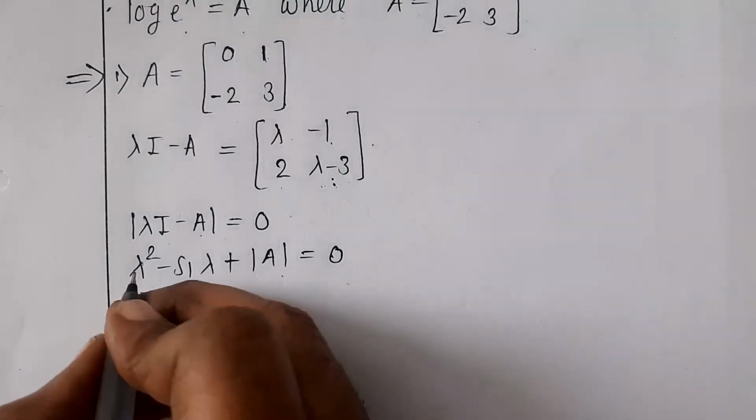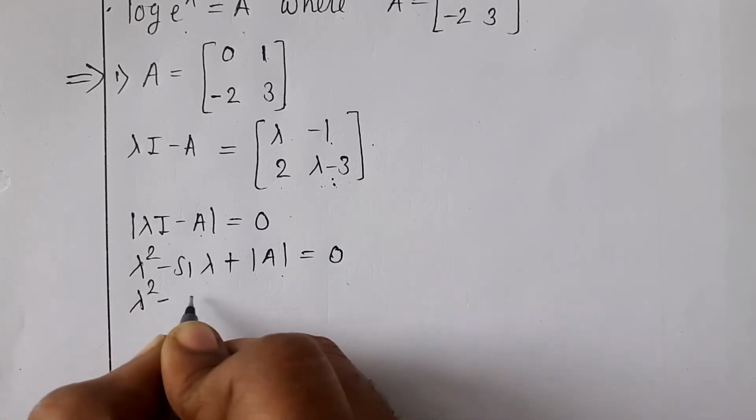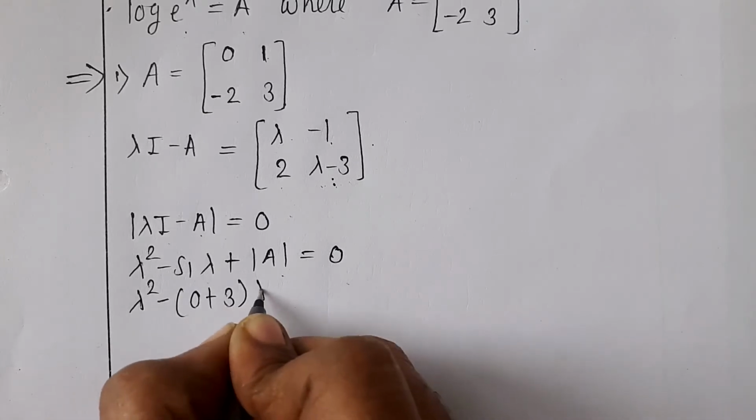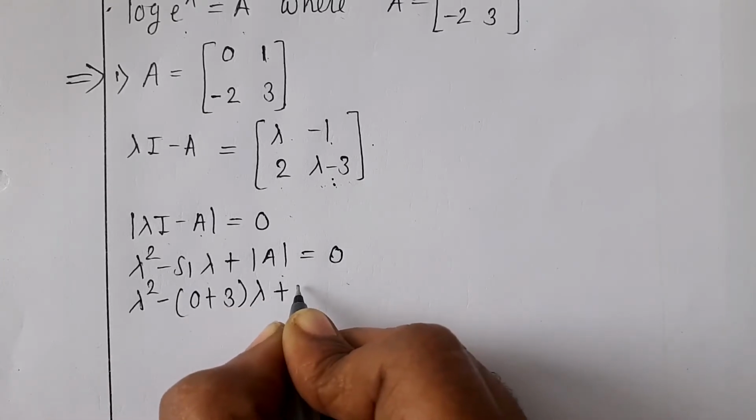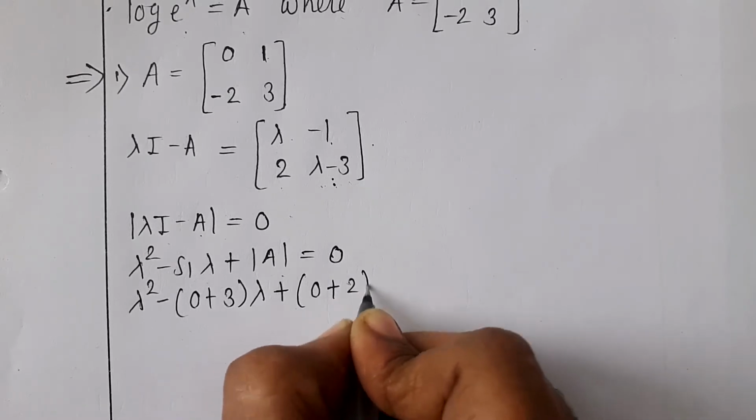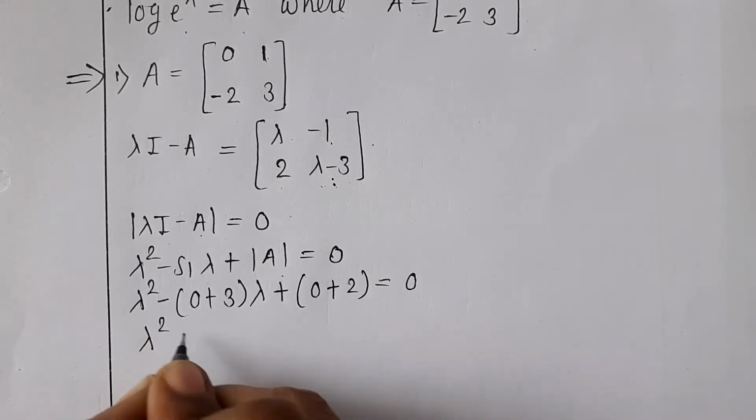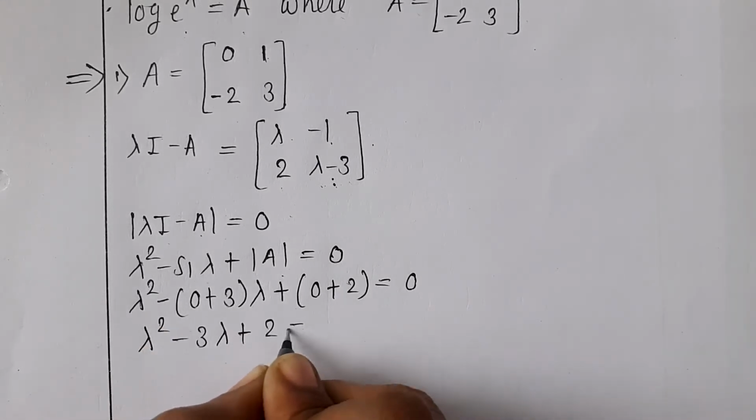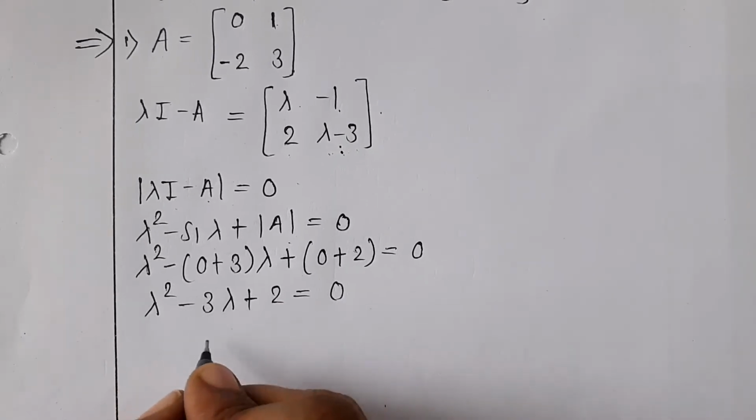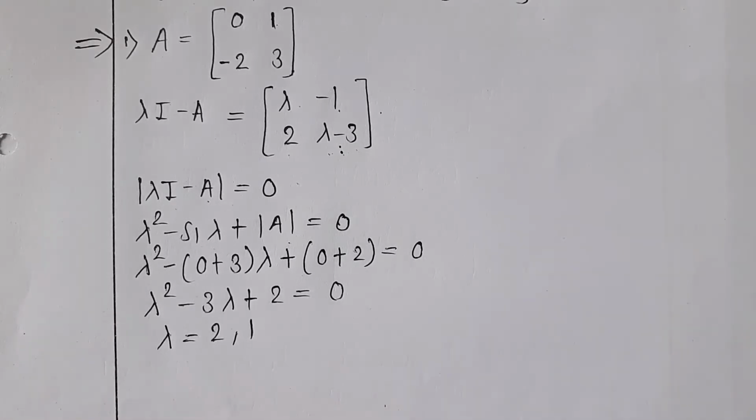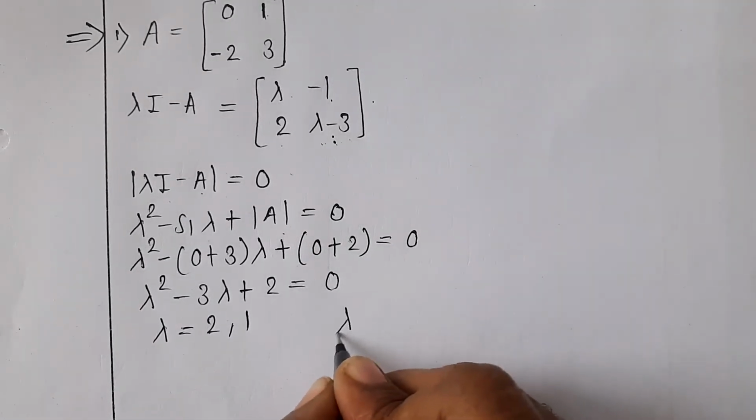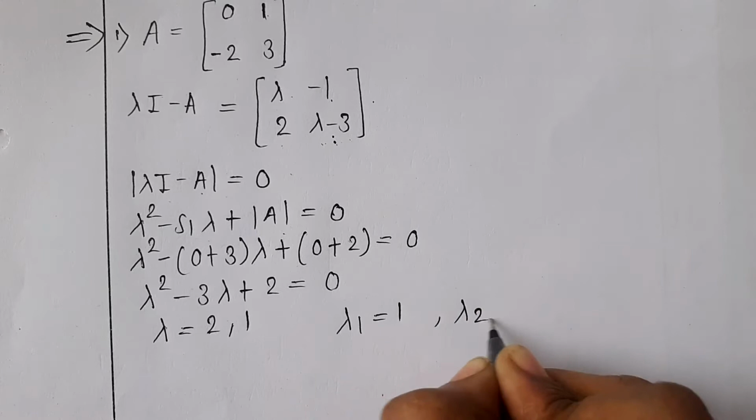Substituting value for s1 and determinant of a, it is lambda square minus s1 is sum of diagonal elements, so it is 0 plus 3 into lambda, and determinant of a is 0 plus 2, equal to 0. So this is lambda square minus 3 lambda plus 2 is equal to 0. What are the roots of this equation? Lambda is equal to 1 and 2 are the roots of this equation. So what is lambda 1? Lambda 1 is 1 and lambda 2 is 2.